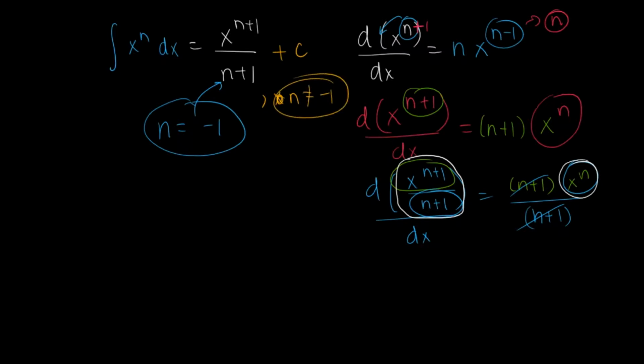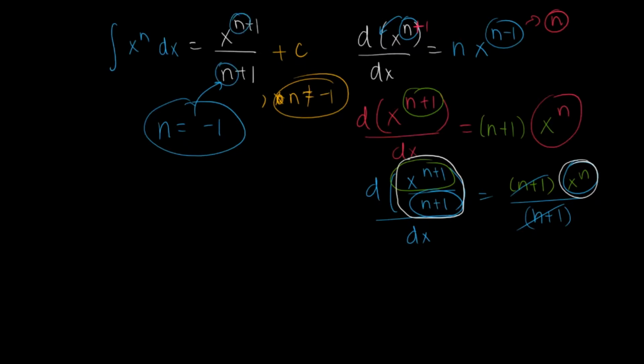When n is equal to -1, you do the integral of 1 over x dx, which gives you the natural log of x. We'll come to that in the next video. But for now, let's just consider the case when n is not equal to -1. And n can be any real number except -1.